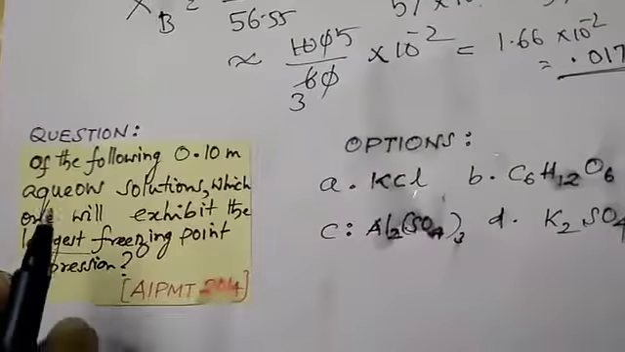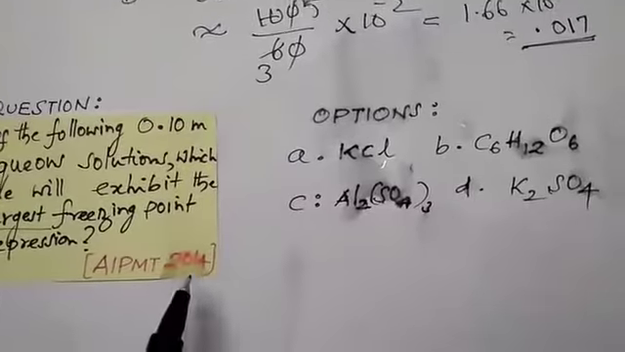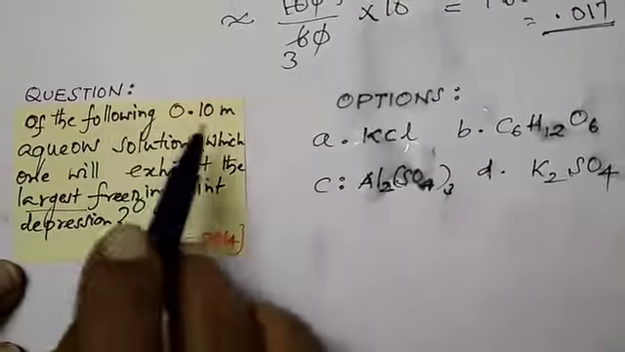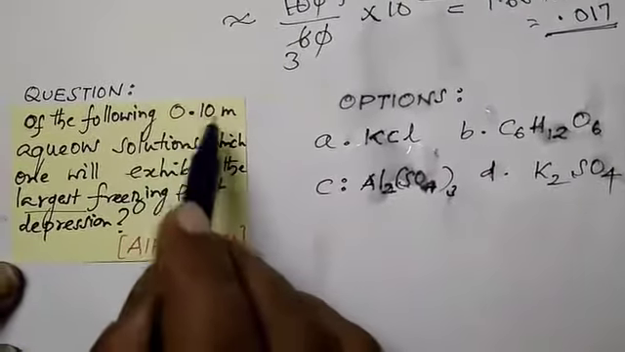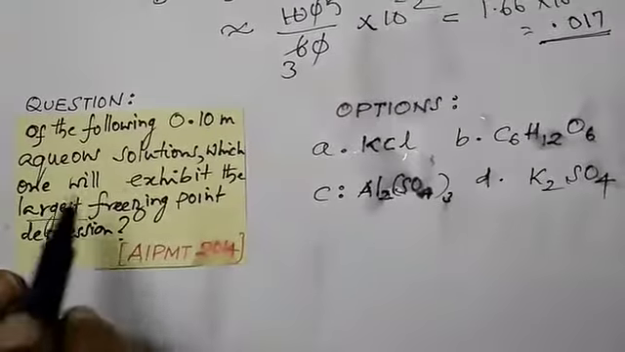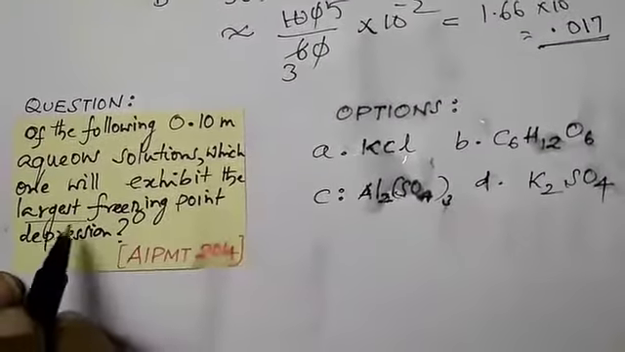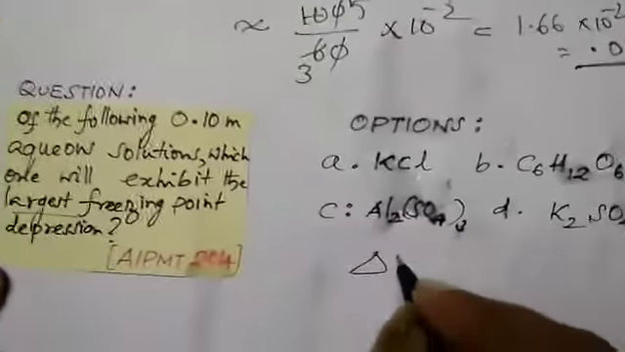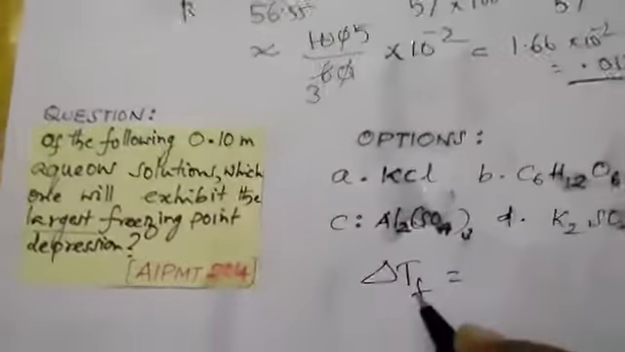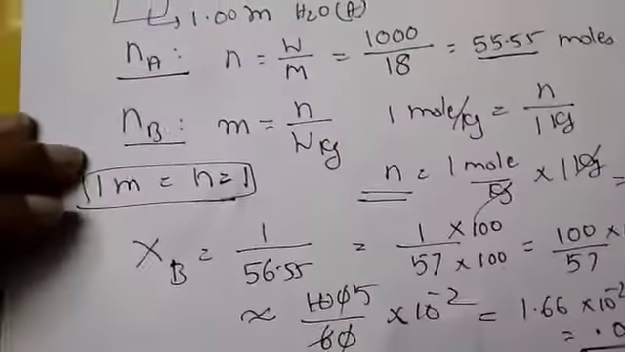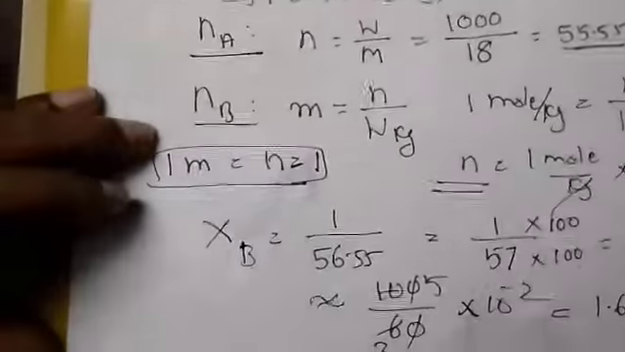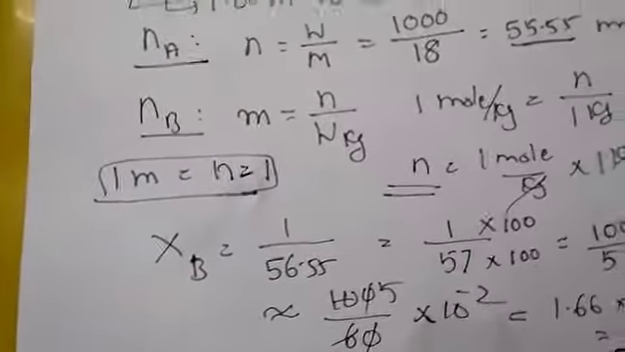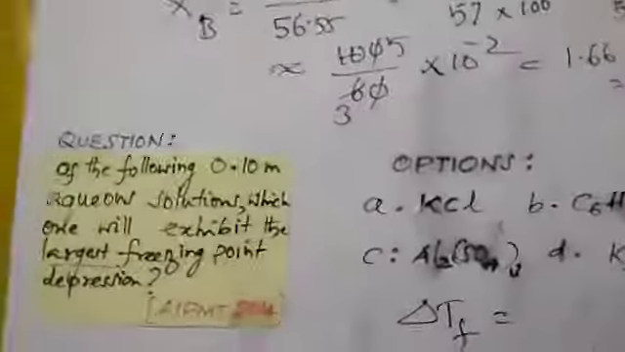Now we are moving to the last question, which is a very important, easy question. All India 14. Of the following 0.1 m aqueous solutions, which one will exhibit the largest freezing point depression? Let me write the formula first. Delta Tf is the depression in the freezing point.